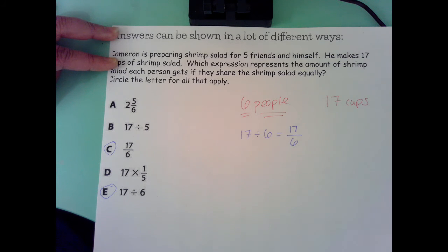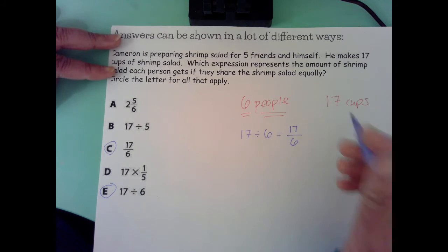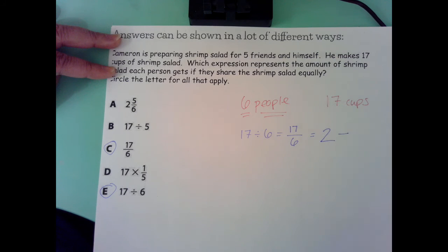17 over 6 is an improper fraction. How would we write it as a mixed number? So let's think. 6 goes into 17 how many times? Well, we have 6. 6 times 2 is 12. 6 times 3 is 18. Oop, that's too big. So let's go back to 2. So 6 goes into 17 2 times.